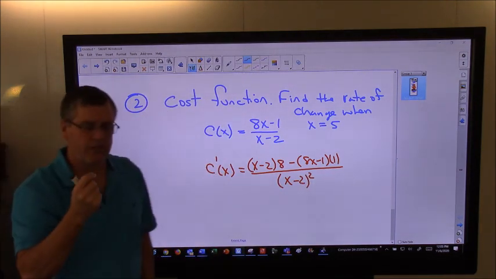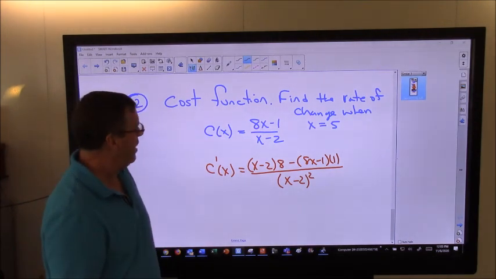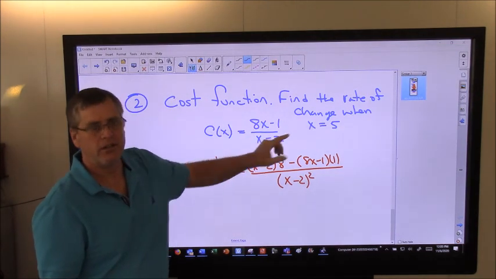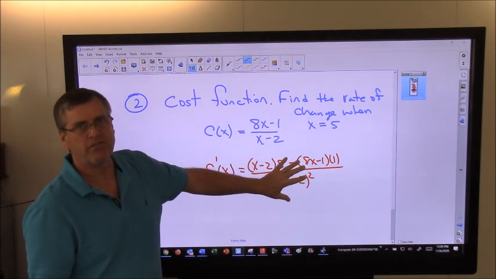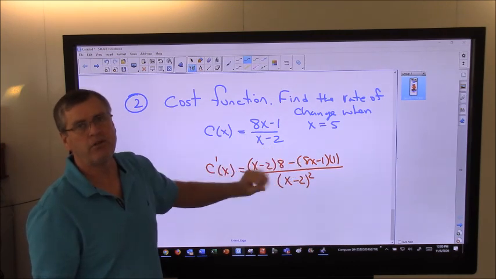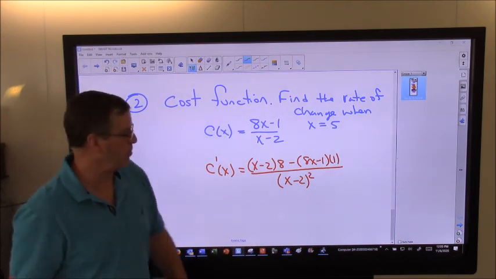Now, just as a hint to make life a little bit easier, anytime I do a product rule and I know I'm going to plug a number in, I am not going to waste my time simplifying this. Right? It is so much easier just to get the number in and work with it than it is to try and simplify it and then plug the number in.